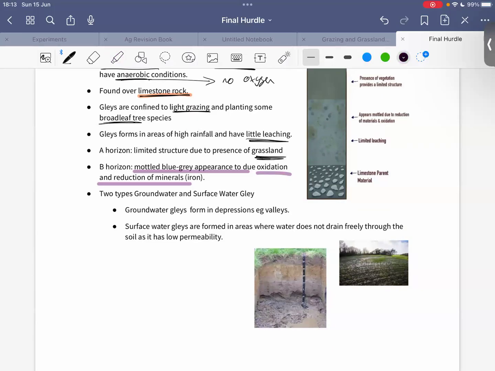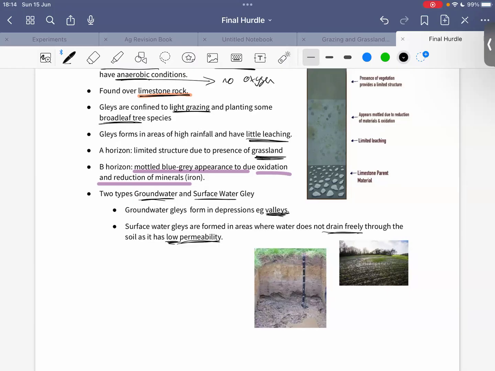Two types of gley soils are groundwater gley and surface water gley. Groundwater gley are found in depressions of land called valleys, and surface water gley are formed in areas where they don't drain freely. The water sits on top of the soil and has low permeability. Impermeable means that water can't pass through it. Permeability means it can pass through it, but if it says low permeability, it's the same as saying impermeable.